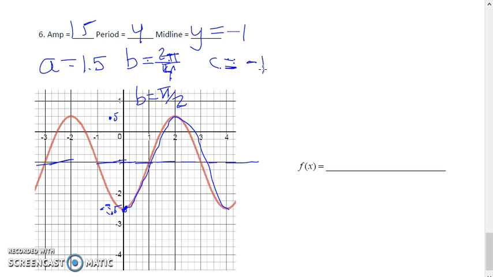All right, so if I write my answer, negative 1.5 cosine of pi over 2 x minus 1.